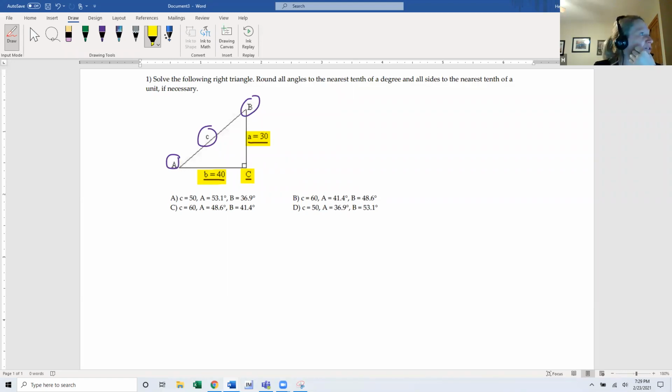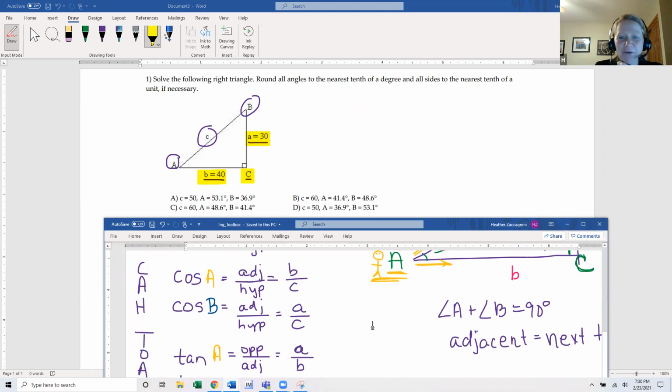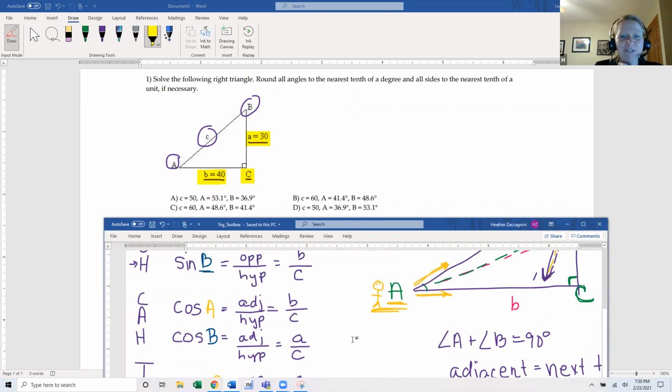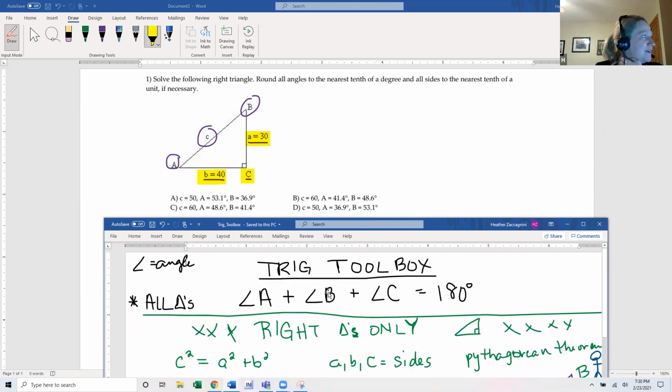So let's just put this up here, see how much I can fit on one screen. Oh, exciting. I remembered how to hide the ribbon. So we're just going to walk through. Can you see my Trig Toolbox down here at the bottom of the screen? Okay.